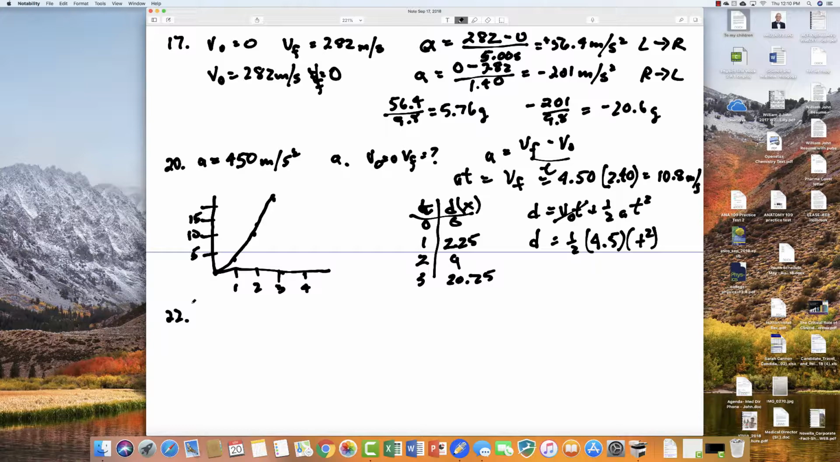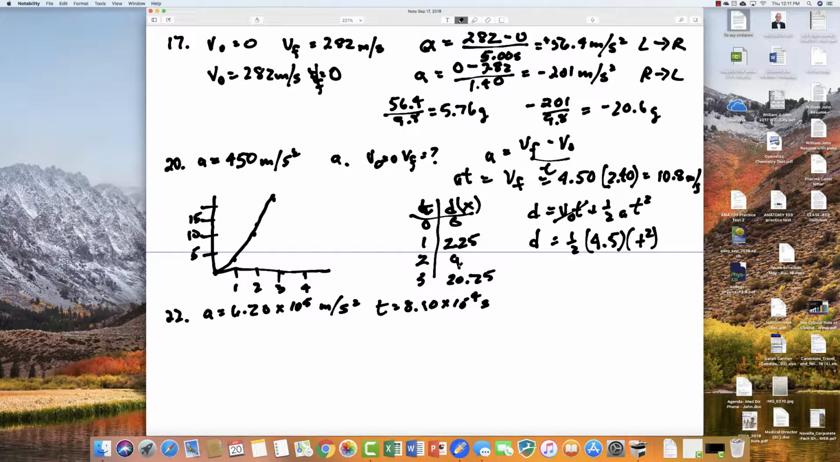Number 22 states, a bullet in a gun accelerates from the firing chamber to the end of the barrel at an average acceleration of 6.2 times 10 to the 5th meters per second squared. So the acceleration is 6.20 times 10 to the 5th meters per second squared, and the time is 8.10 times 10 to the minus 4 seconds. That's how long it takes to reach the end of the barrel.